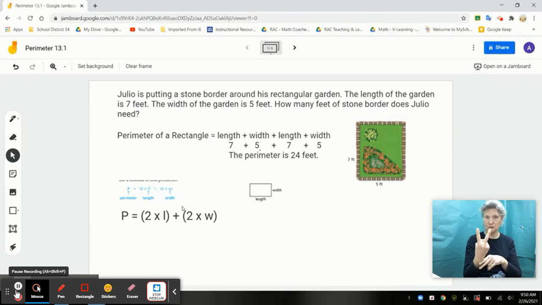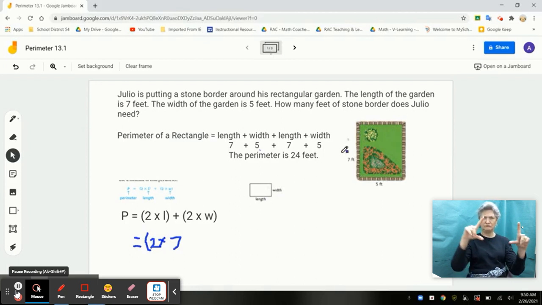All right, so based on our problem, Julio, let's try using this other strategy of using a formula to solve. So my perimeter is what I'm trying to find, but I know that I'm going to multiply 2 times my length. And what's my length? My length is 7, and I can see that right here. Now these look different. It looks to me like this rectangle is set on its side, and this rectangle is upright.